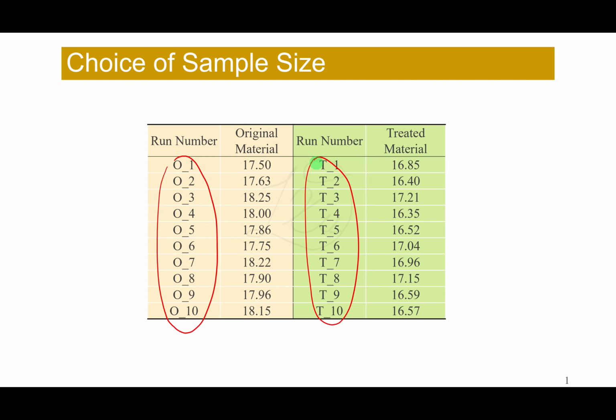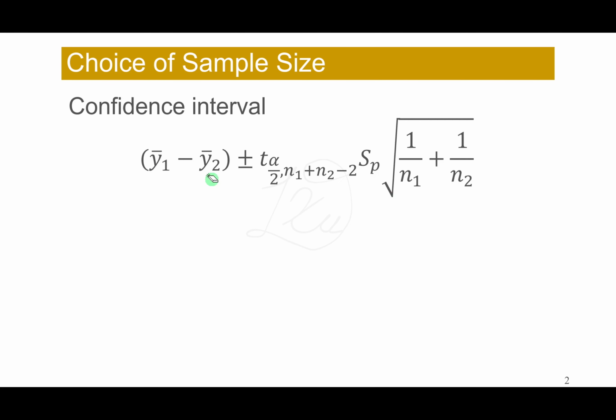Selection of an appropriate sample size is one of the most important parts of any experimental design problem. We will look into this question by using the confidence interval. We look at the confidence interval of the estimated difference between the two means. This is the equation to calculate the 1 minus alpha confidence interval. It is a measure of the precision of estimation of the difference in the two means.